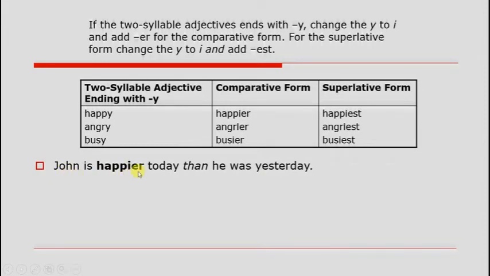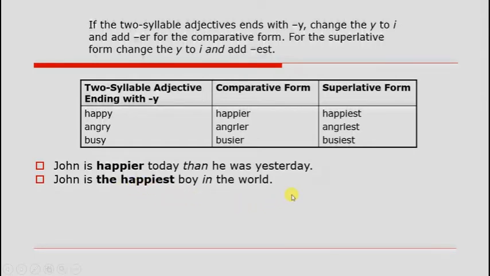So guys, let's read examples. John is happier today than he was yesterday. Happier than. So change Y to I and add ER. But John is the happiest boy in the world. So it's a superlative, guys. The happiest, the smallest, the tallest, the shortest, the oldest.